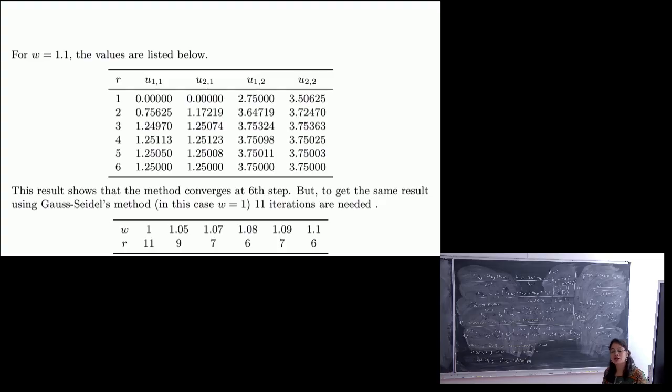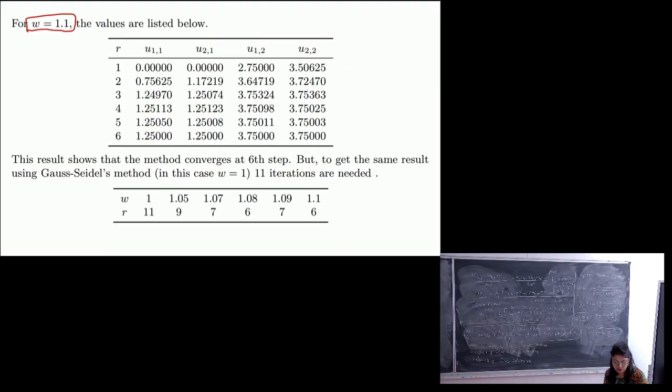So it's up to you whether you want to find the optimal value of omega, or directly take a rough guess and solve the problem. Here we are taking the value of omega as 1.1, and we will check how it works. By taking omega as 1.1, in just 6 iterations I am getting my solution: 1.25, 1.25 and 3.75, 3.75.